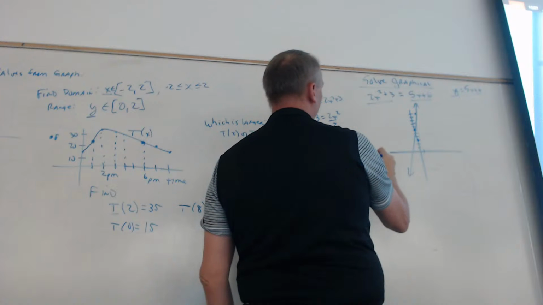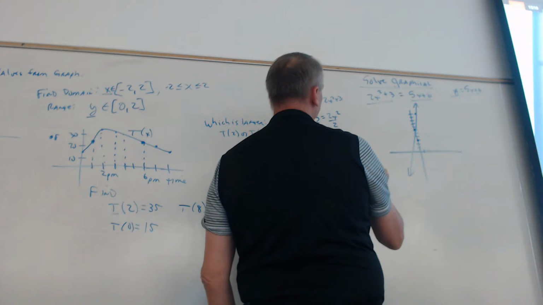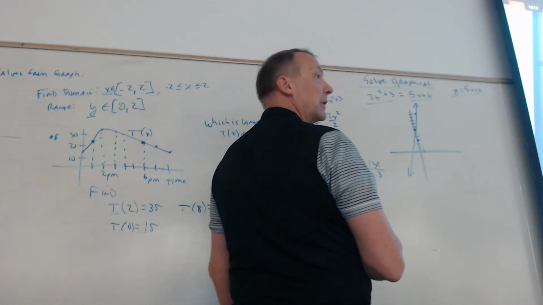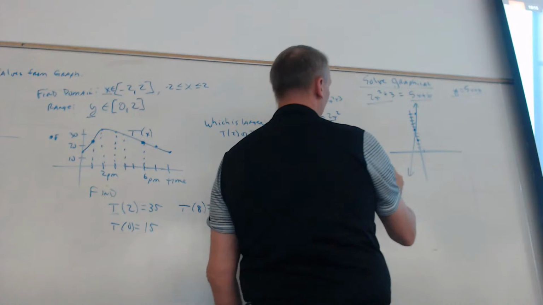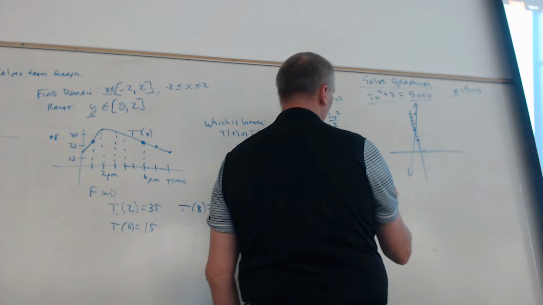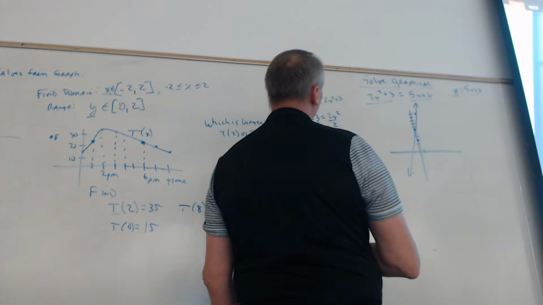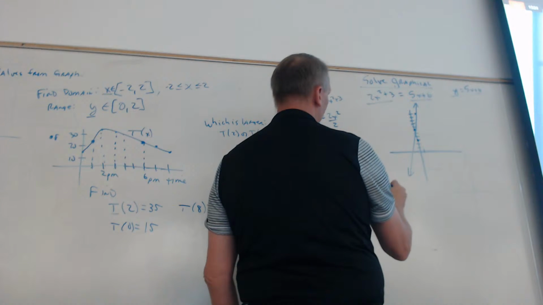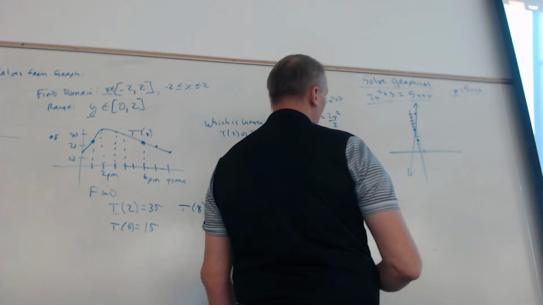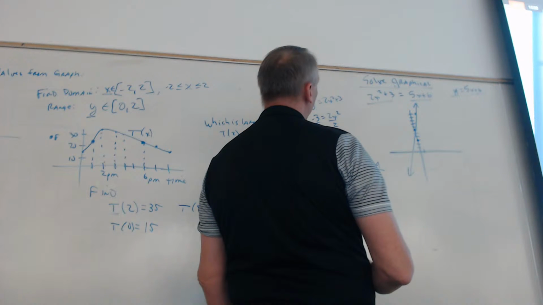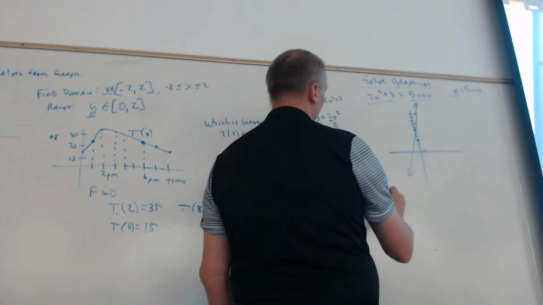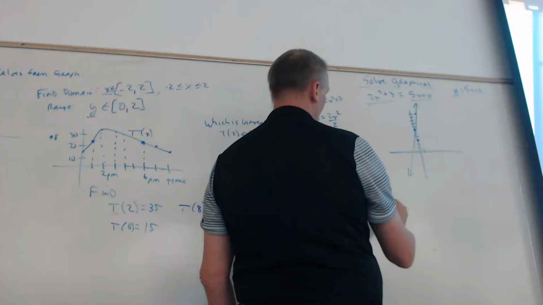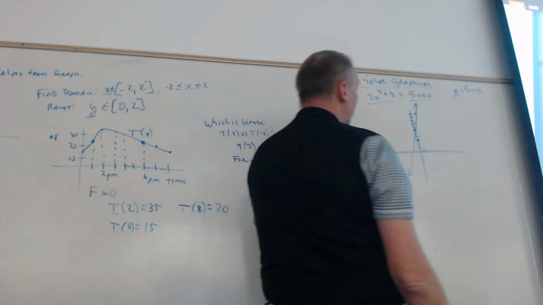So xy table, x is 0, y is 3, x is 1, y is 5, x is 2, y is 11. 2 squared is 4, so we got 11. If x is minus 1, y is 5. If x is minus 2, 11. Okay, so we've got some points here.